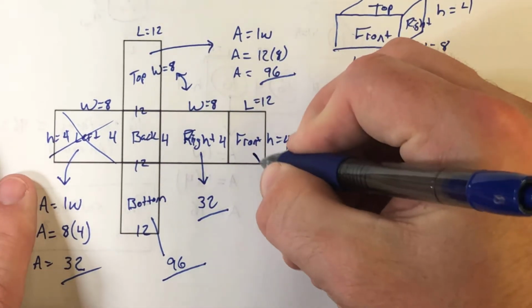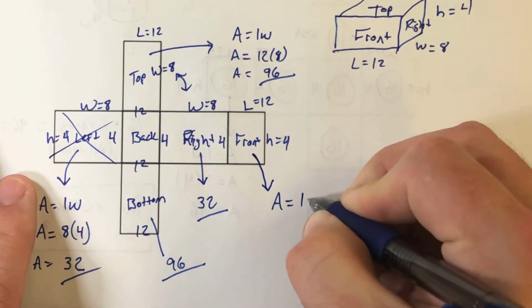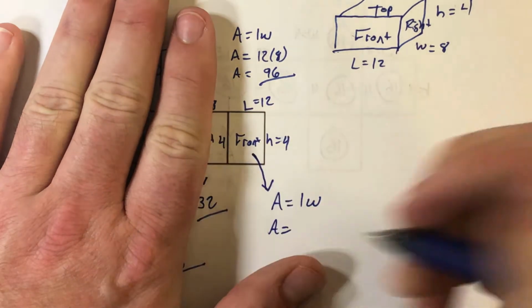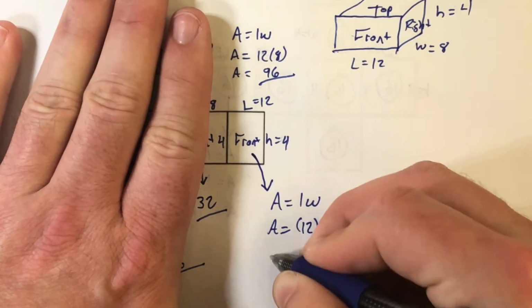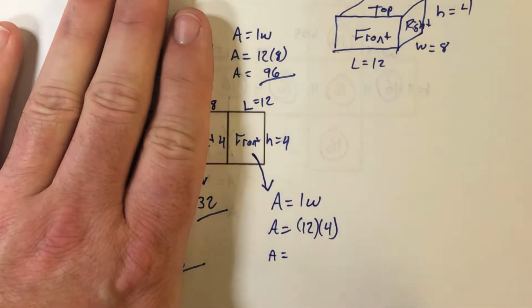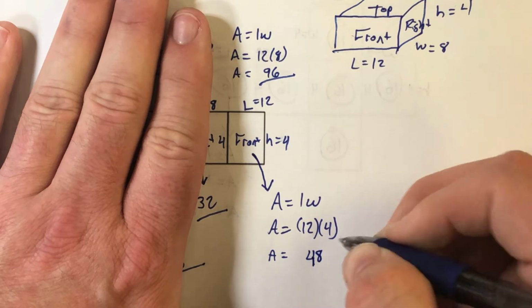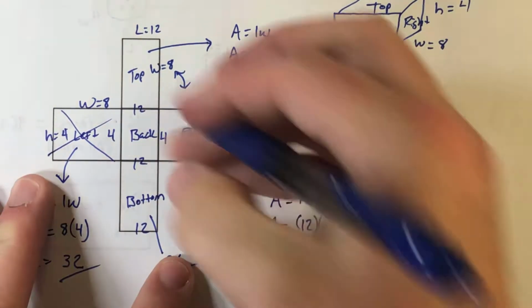Let's do the front. I have more room over here. So it's a rectangle, so A equals LW. A equals, what's my length and width? 12 and 4. Area equals, what's 12 times 4? 48. Okay, are there any shortcuts? Yes, the front and the back are the same.